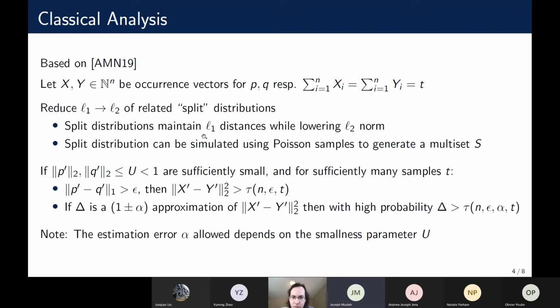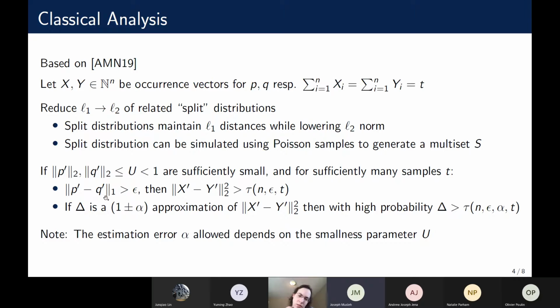The key idea here is that this maintains the L1 distances between any two samples, because you haven't really changed the net weight that applies to each individual entry, while you potentially lower the L2 norm of the L2 distance between these distributions. And there's an easy way to generate these split distributions, which is simply to Poisson sample elements of the domain, and then uniformly distribute the probabilities across the extra copies of the multi-set.